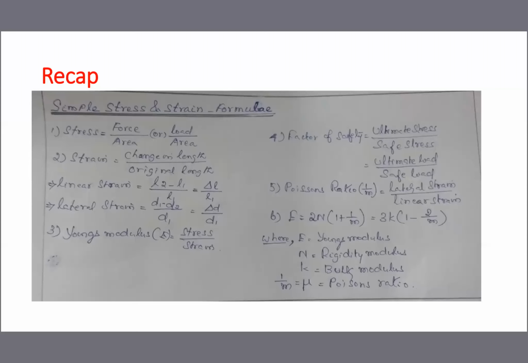Unit is similar to stress. Then the factor of safety formula: the ratio between ultimate stress and safe stress is the factor of safety. If stress is not given, you can apply load and load: ultimate load divided by safe load.